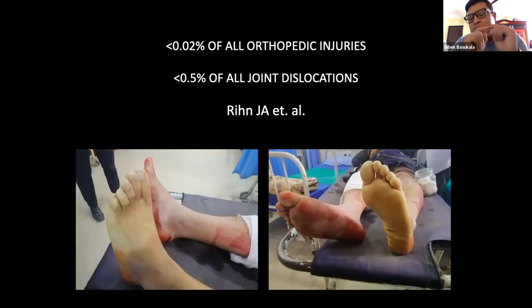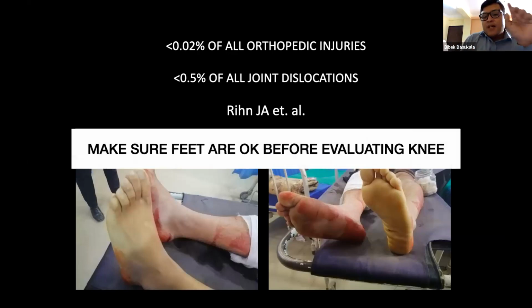these injuries, spontaneously reduced knee dislocation, may deceive you. Some of these injuries may be associated with vascular injuries, and they may be life or limb threatening injuries, and this may lead to some medico-legal concern as well. So what I wanted to make sure is, make sure the patient's feet are okay before evaluating the knee in case of knee dislocation.